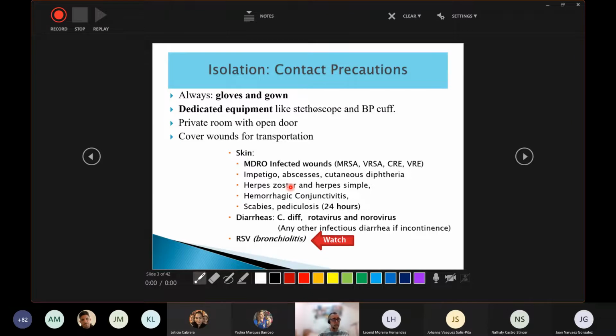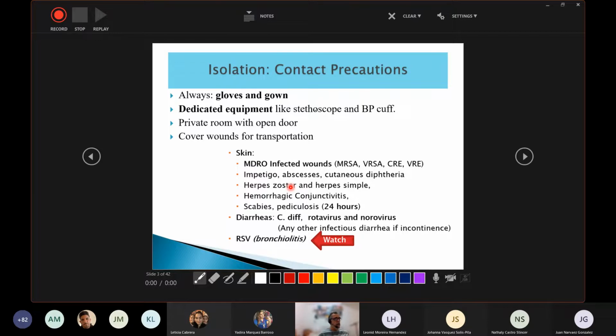Herpes. There are two types of herpes: herpes simplex and herpes zoster. They're different diseases. The herpes simplex is the one that produces the cold sores in the lip, and the genital herpes. Both are very common. Sometimes you have the need of hospitalizing a client with herpes simplex, then you need to isolate the client because it's highly contagious.